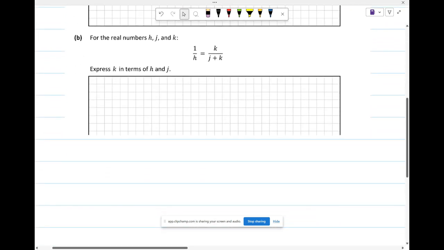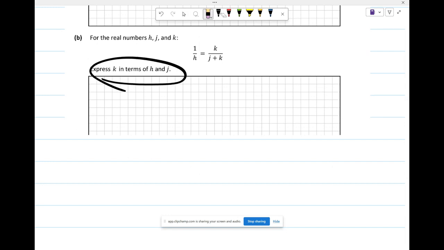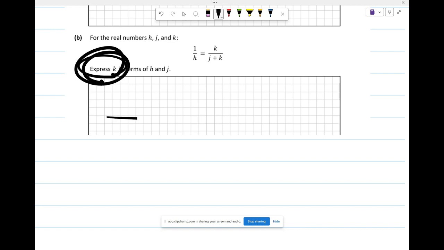Okay, so part B says, for real numbers h, j, and k, express k in terms of h and j. Okay, so if we want to express anything in terms of anything else, it basically means getting the thing we're expressing alone on one side, and then letting it equal the things that we want to express it in on the other side, plus anything else that doesn't have a k in it. Okay, so let's do that. We want to express k, so let's get k on its own on one side and get anything with h and j on the other.